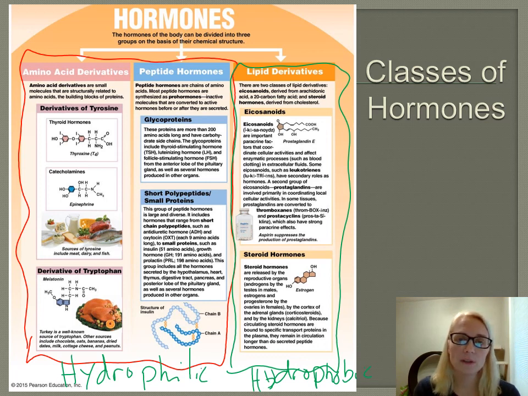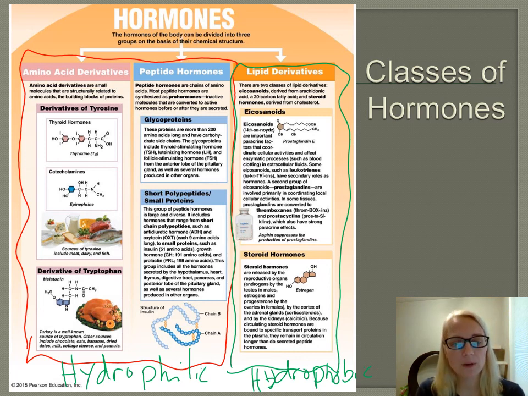So amino acid derivatives: amino acids, remember, are small carbon-based molecules. They're the subunit of long protein chains. And so things like thyroid hormones, epinephrine, melatonin, those are some examples of amino acid derivatives. And you can see they're a relatively smallish organic molecule, maybe 10 or so carbons, some oxygens, hydrogens, and a few nitrogens might be thrown in there.